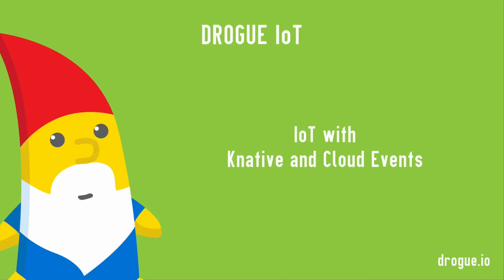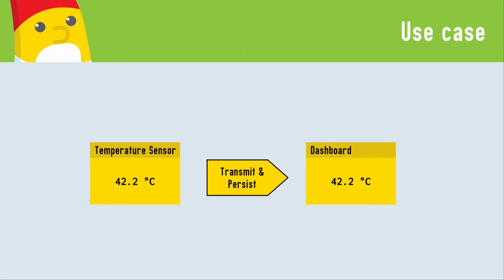Hello and welcome to a quick overview on using Knative and cloud events in the context of Drogue IoT. I would like to walk you through this overview with a very basic and very common example use case. You can always make it more complex, but let's start simple.